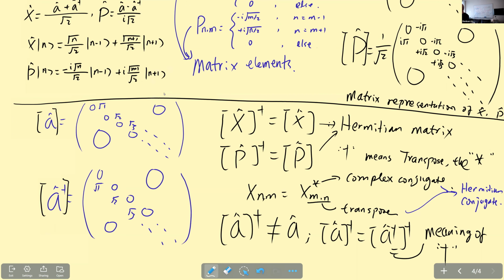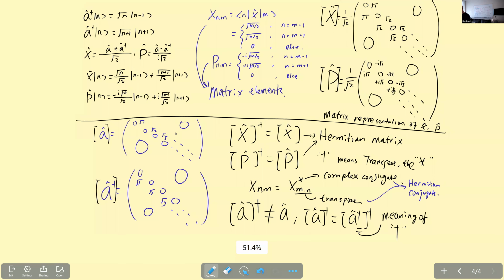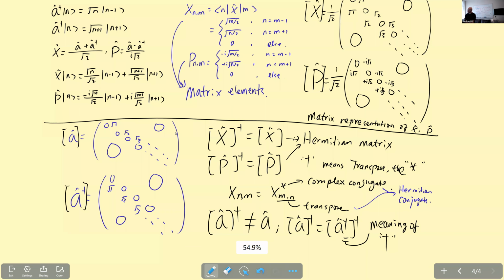But anyway, this is just a quick introduction of this Dirac notation and this matrix representation. We're going to get more and more examples later, so you will get more familiar with this language. Don't worry too much about this at this point if you're not familiar with it. Later on we're going to use this more and more.